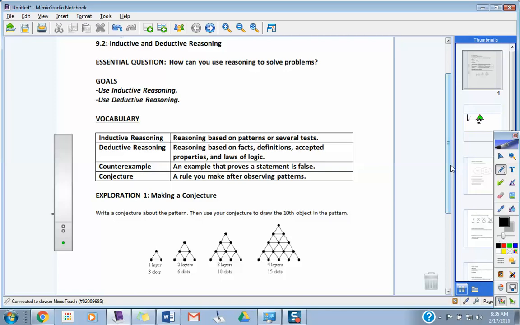A couple of things we need to be able to do in order to answer our question today: use inductive reasoning and use deductive reasoning. All right. So let's at least establish a base for vocabulary to know what we're talking about. First term up here is inductive reasoning. How about a volunteer to read that for me? Reasoning based on patterns or several tests. Okay, reasoning based on patterns or several tests.